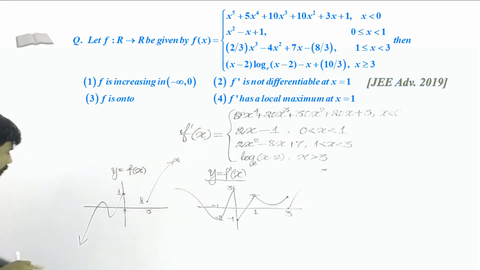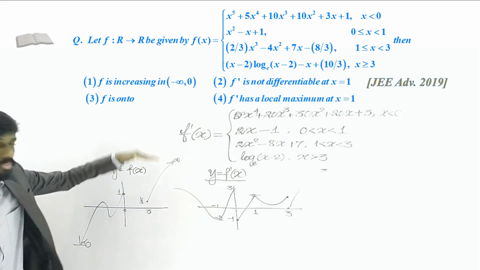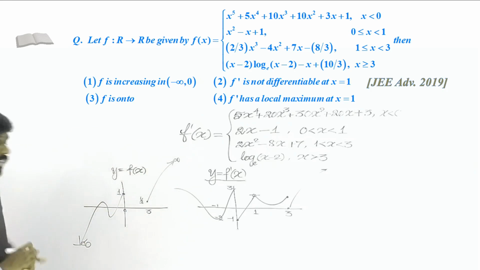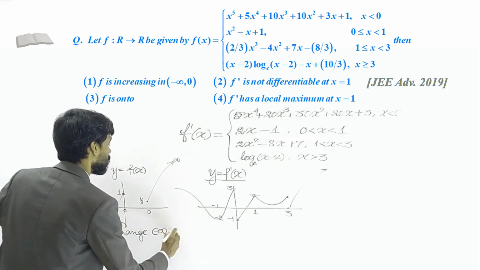So now tell me, whether the range is from minus infinity to infinity. Does it cover all the values? So here it is from minus infinity to 1, and here again it starts from 1 by 3 to infinity. That means no value is left out. It covers all values from minus infinity to infinity. That means the range of the function is minus infinity to infinity. That means this function is onto.